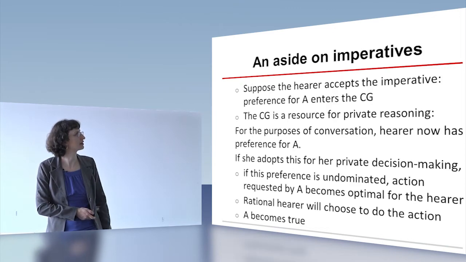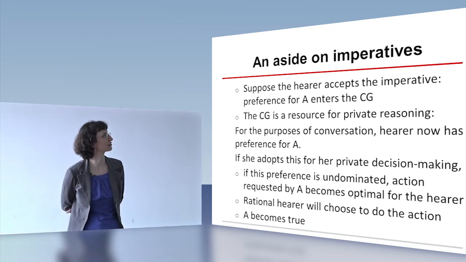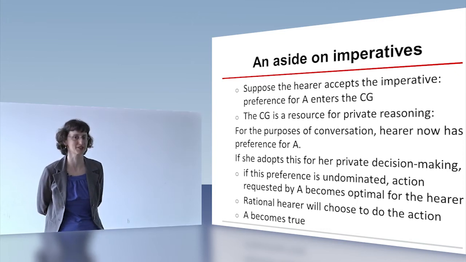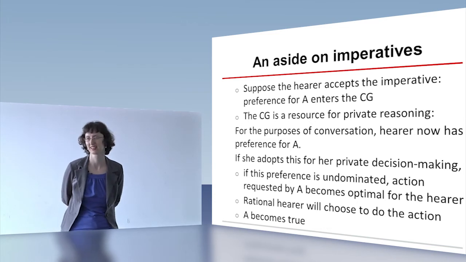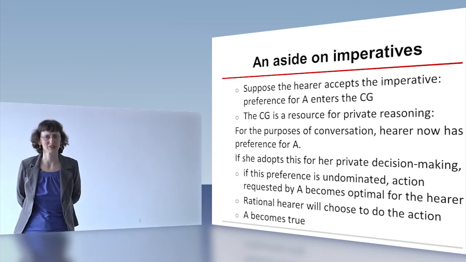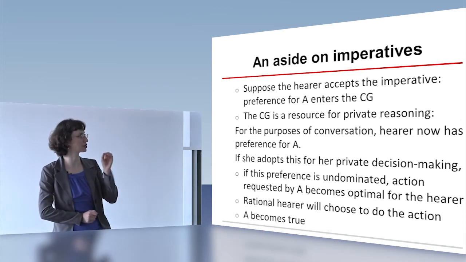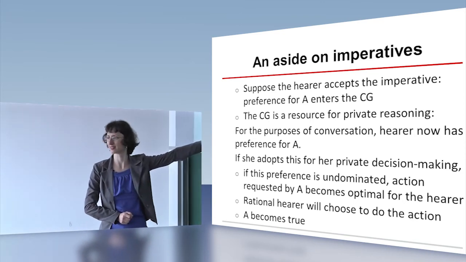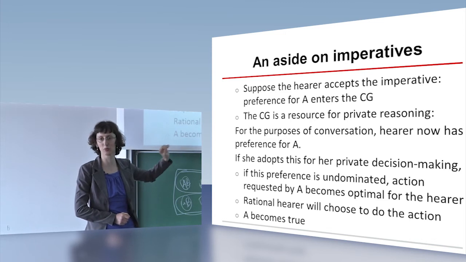Now, in summary, oh, actually, first, let's connect the dots here. So suppose the hearer accepts the imperative preference update. Then the preference for doing this requested action now enters the public commitments. So for the purposes of conversation, the hearer now has a preference for A. Suppose the hearer adopts this preference for her own private decision making. I'm not going to get into decision theory too closely here, but if this preference is not dominated by other interfering preferences, this action then becomes optimal for the hearer in the hearer's private decision making. So then the rational hearer will be expected to choose that action and do it and make that proposition true, the proposition that the hearer will do the action.